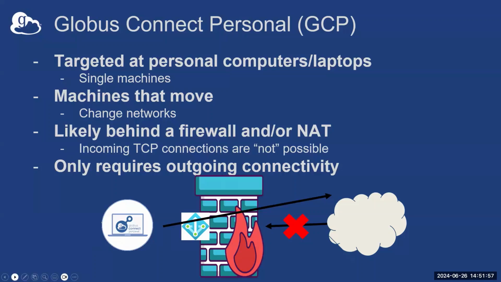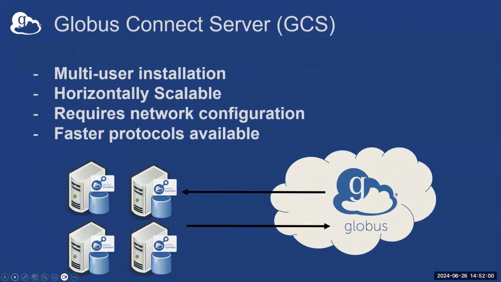So on the other hand is Globus Connect Server. So this is the multi-user installation. There are many nodes backing, or can be many nodes backing an endpoint for horizontal scalability, failover, those kind of things. It is assumed to be in a static position on a network where there is some access to configuration, via cloud services or via a networking operator, something of that nature. Because of that network configuration, we can assume that our faster protocols can run on it.